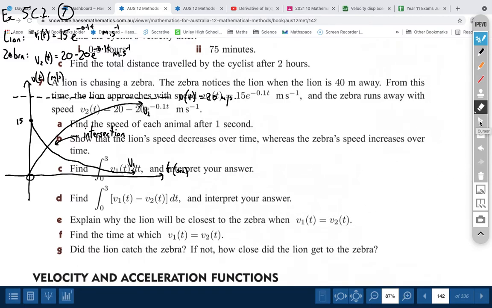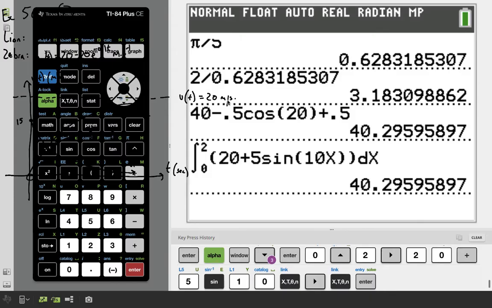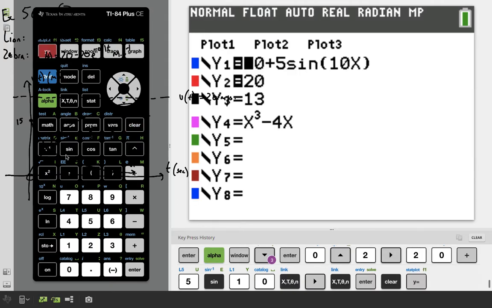Now, find the time at which V1 equals V2. Using technology, this will be fairly straightforward. You find the point of intersection. Maybe I can do that quickly, although I'm conscious of how long these videos can go. If I can remember the equations, so let's clear that. You just type them in, right?